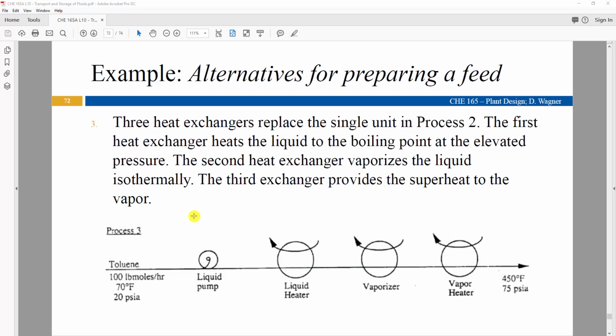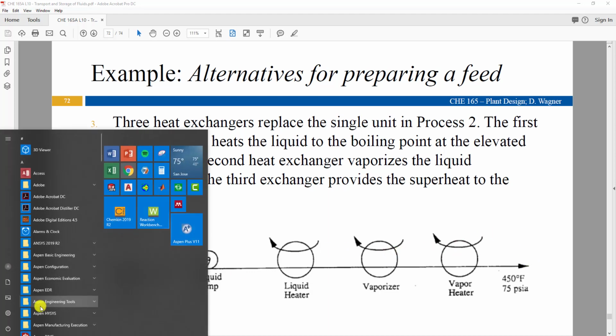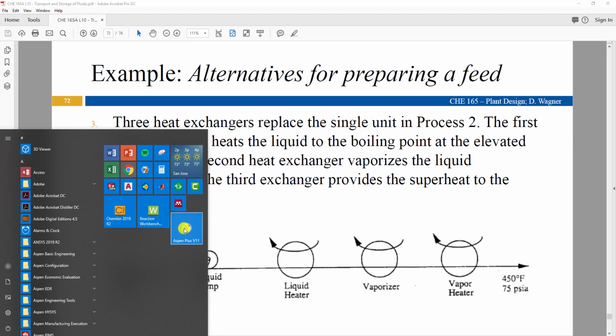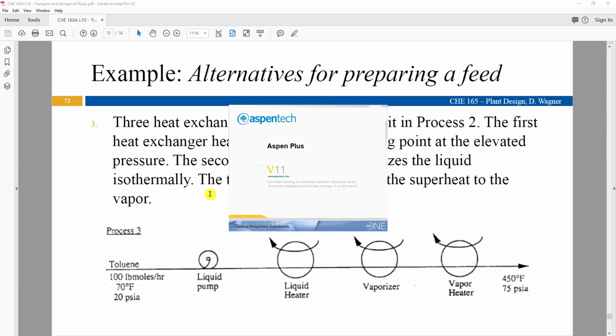And process 3 is a liquid pump going into a heater to heat up the liquid, then to vaporize the liquid isothermally, and then continue to heat up that vapor to our product specification. So in Aspen, we are going to see which one of these is best from an energy standpoint as well as an economic standpoint.